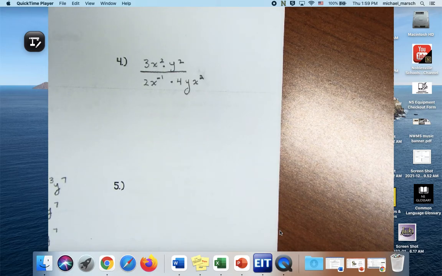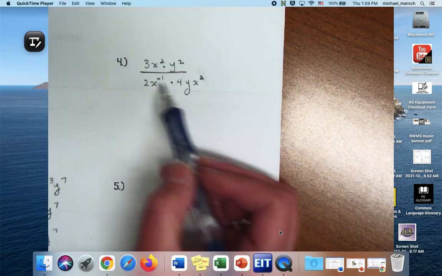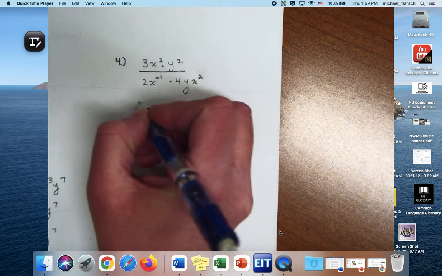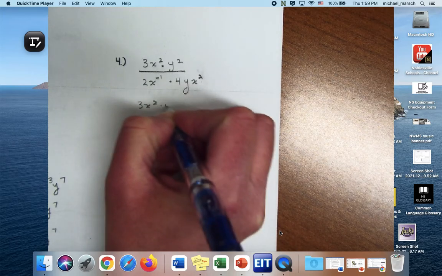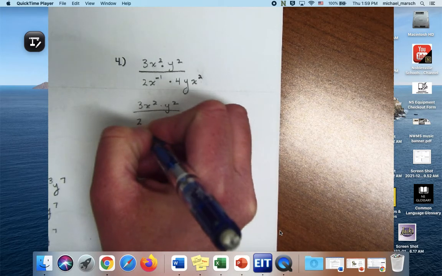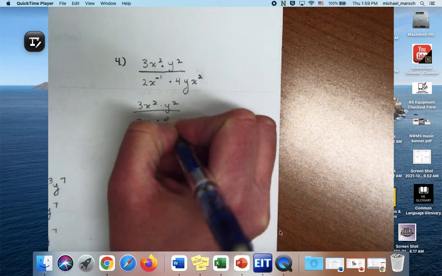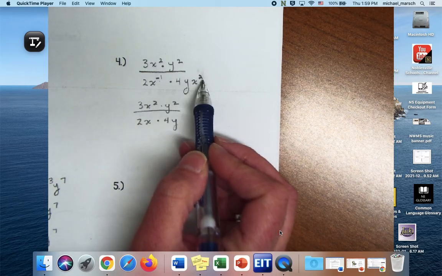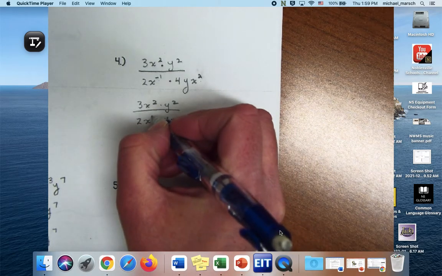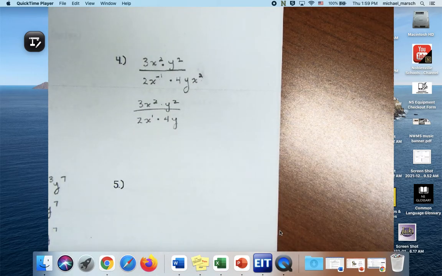Hayden, what do you think? I'd add that x on the end. I'd add it over to the negative 1. So you would combine these? Yeah. So you would be left with 3x squared times y squared over 2x times 4y, because negative 1 plus 2 is 1, right? Good start. Would anybody have done something different?